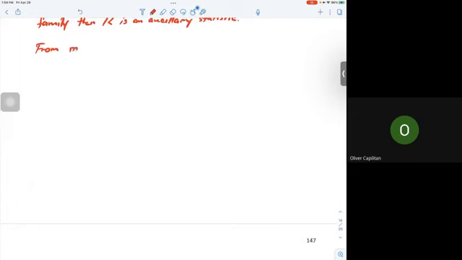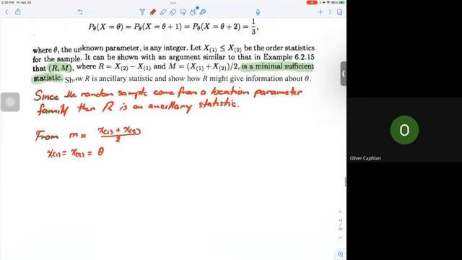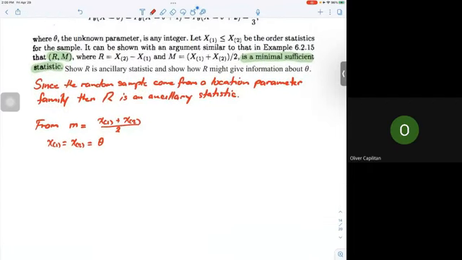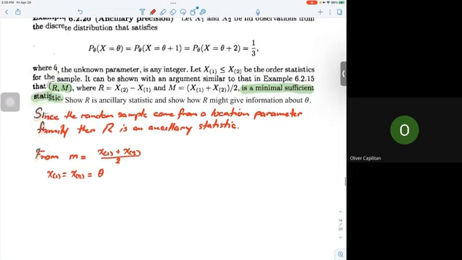From m, which is our mid-range, we have here x quantity 1 plus x quantity 2 divided by 2. So first case, when the realized value of the first order stat is equal to the realized value of the second order stat, say this value is equal to theta. Because we know that the value of our x ranges from theta to theta plus 2.